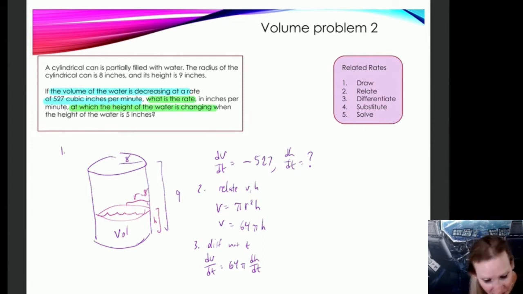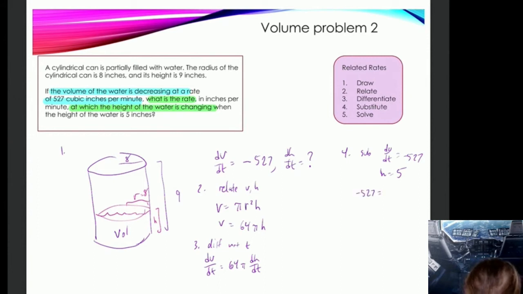The volume is changing and the height is changing. Now, dV/dt equals minus 527. H equals 5. We already substituted the R, and so that's going to tell me that minus 527 equals 64 pi times dH/dt, and dH/dt was my unknown. And finally, solve for dH/dt, and I'll have that dH/dt is equal to minus 527 over 64 pi.